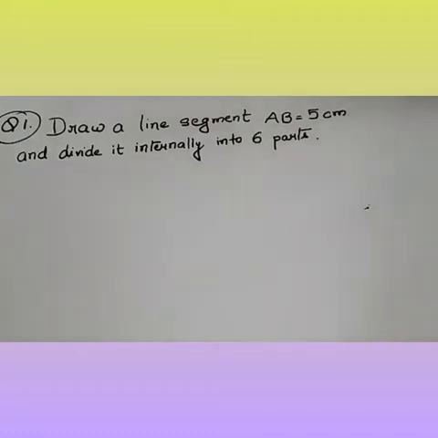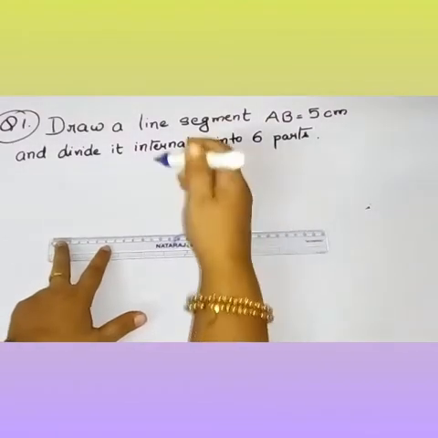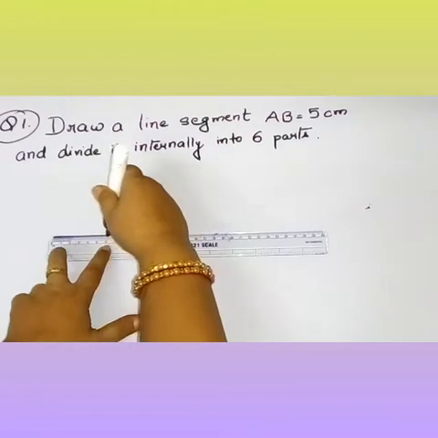So today we will learn how to draw a line segment and how to divide it internally into equal parts. Here I have written one question: draw a line segment AB equal to 5 centimeter and divide it internally into 6 parts. So we have to draw a line segment that is of 5 centimeter.